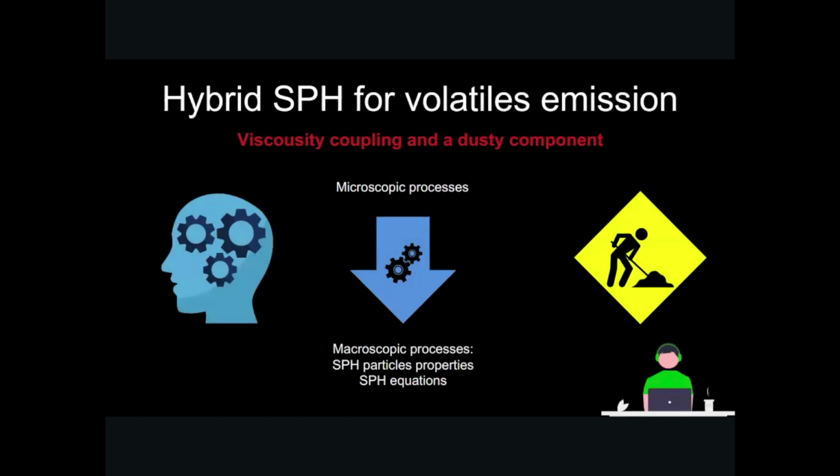And the difficulty is often that if your microscopic process strongly depends on some microscopic physical quantities, like in this case, for example, the viscosity coupling strongly depends on the mass or the size of your grains, you need to understand how to map this into pseudoparticle properties.